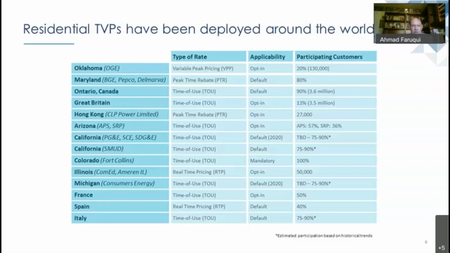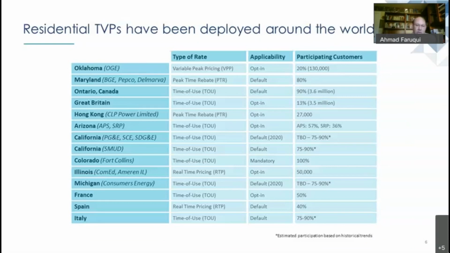These rates, some of them have already been deployed, and this slide, again, is for your reference. It's listing where these rates are available today, and the slide, by the way, changes almost on a monthly basis. So this is a snapshot in time. It's sort of a global picture.